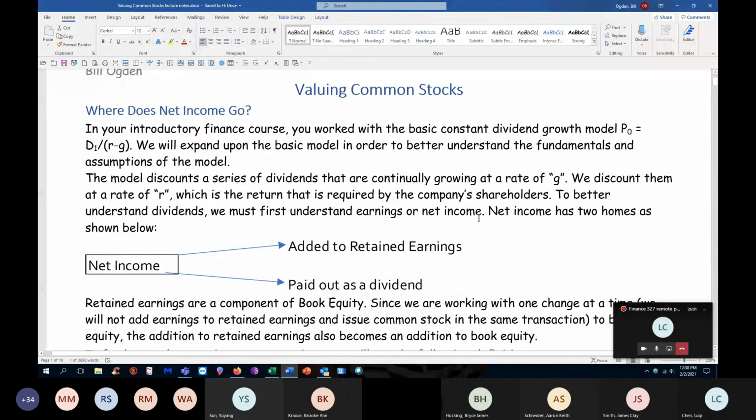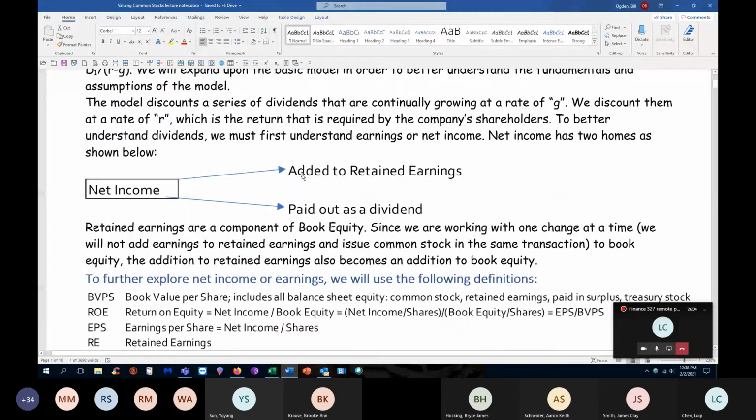Net income has two homes, right? It either goes to retained earnings, it's paid out as a dividend, or some combination of the two. So 50-50, maybe 20% retained, 80% paid out, or some combination of two. So net income has two homes.